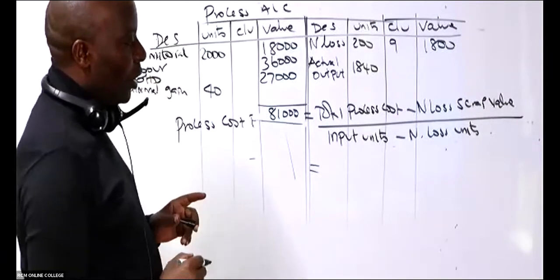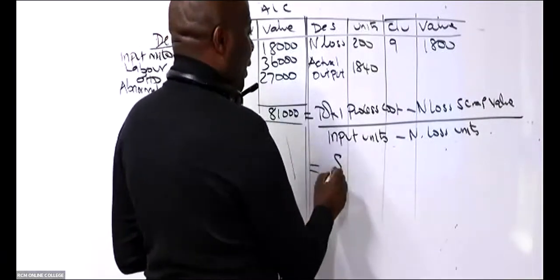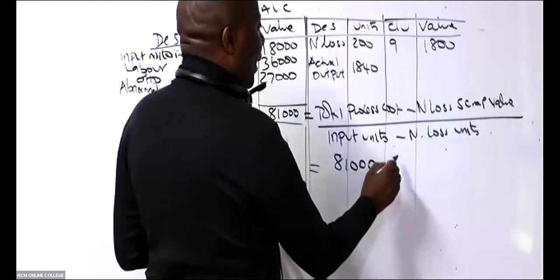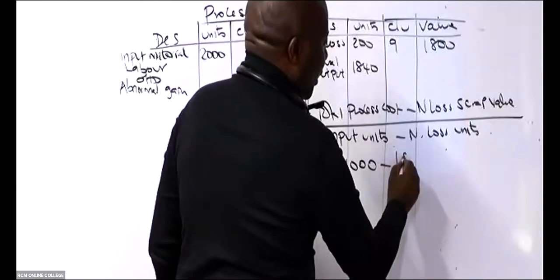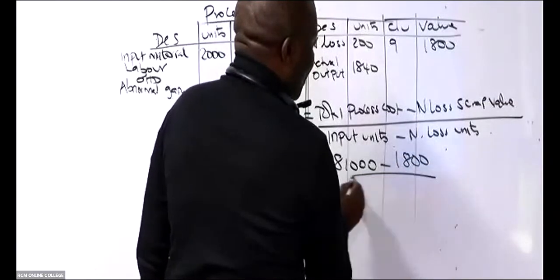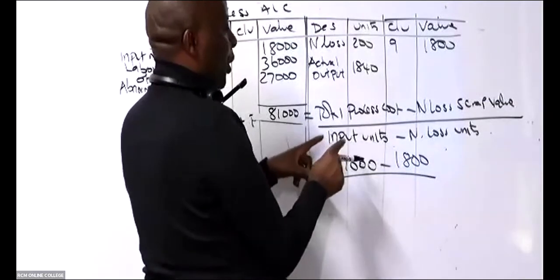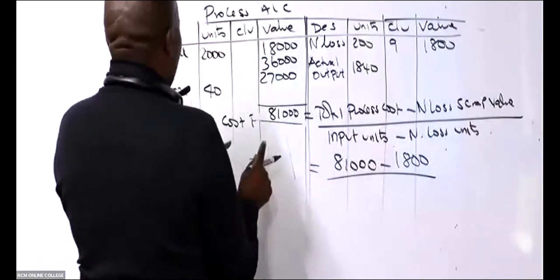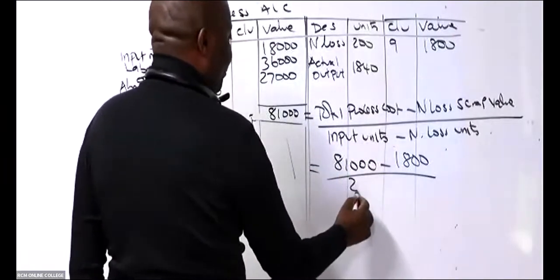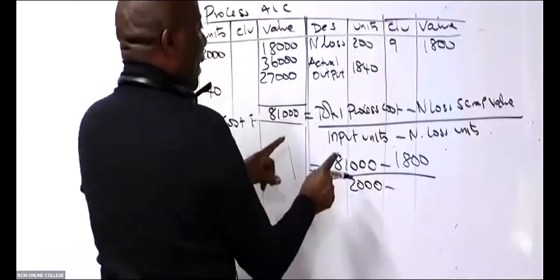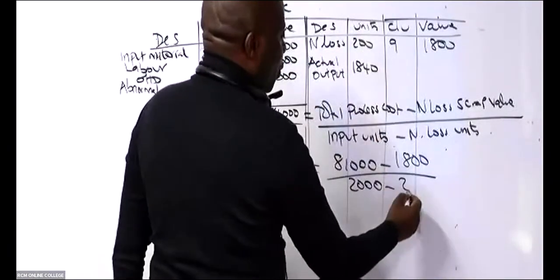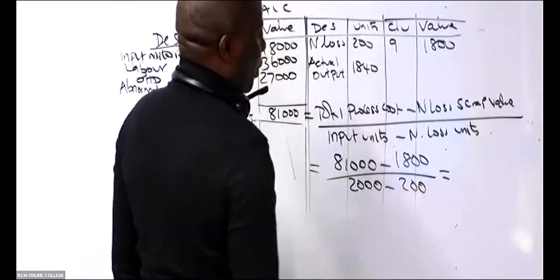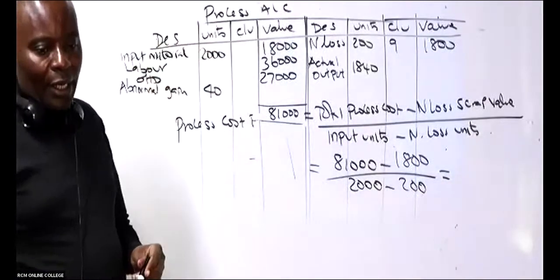Thank you so much. So then the total process cost will be 81,000 minus normal loss scrap value, 1,800, divided by input units. Input units, what do we have here? 2,000 minus normal loss units. Normal loss units, they are 200. So are you able to move slowly and give me the final answer here?